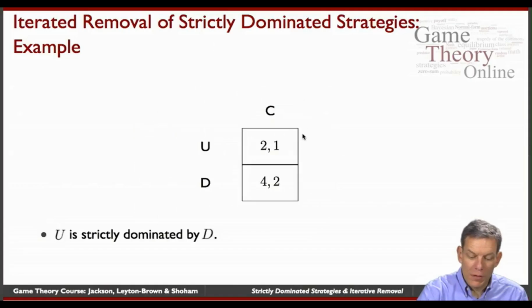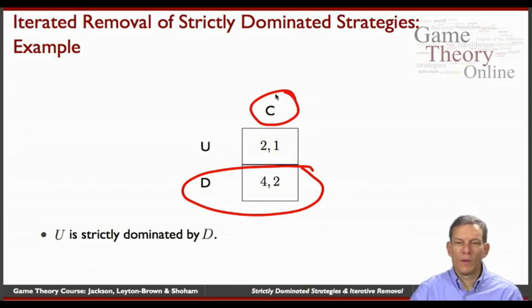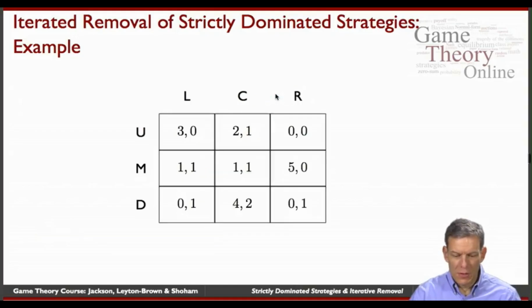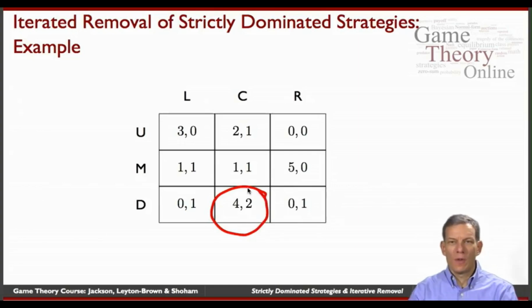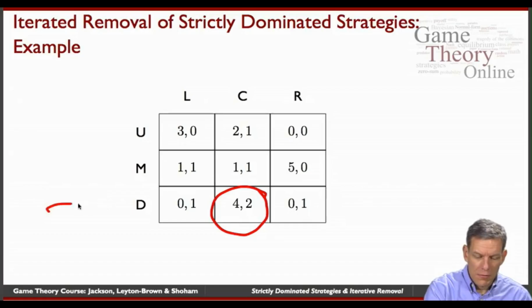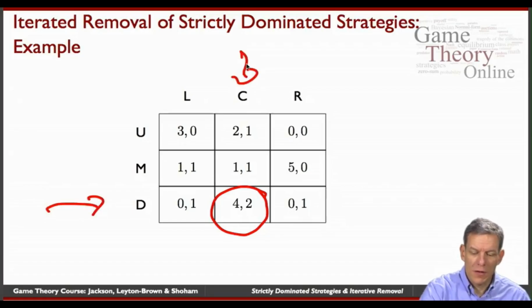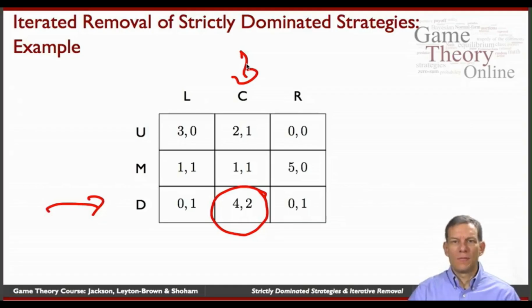We end up with down and center being the only things that are left once we've done this full iteration. So we started with a fairly complicated game. We end up making a very simple prediction that the only thing that's left after iteratively eliminating strictly dominated strategies is down for the row player, center for the column player. That leads to a payoff of 4 and 2 for the 2 players.